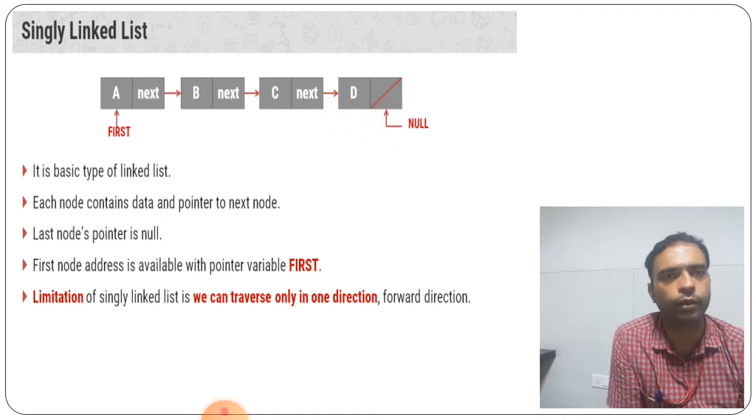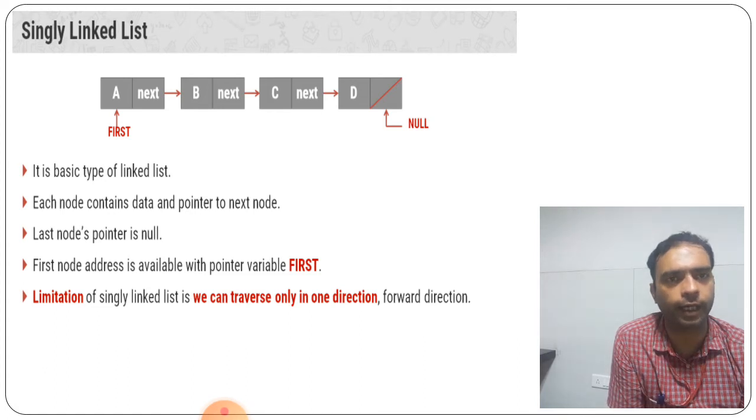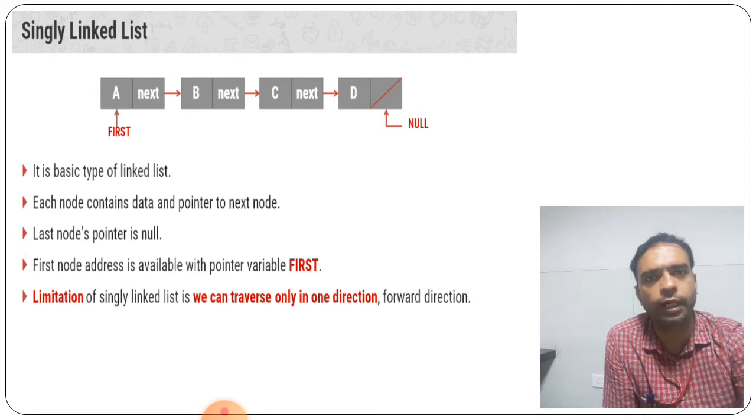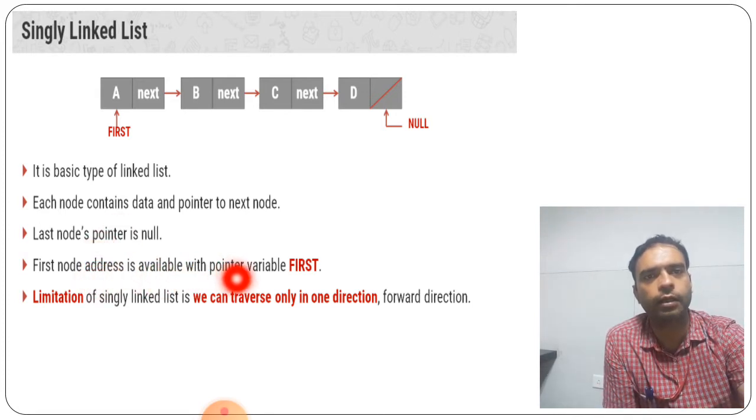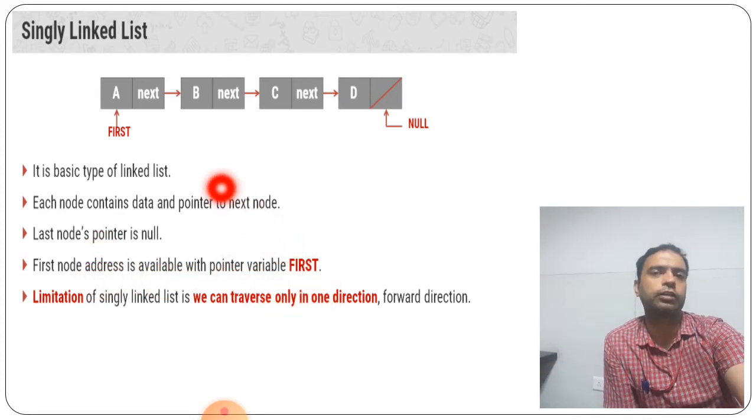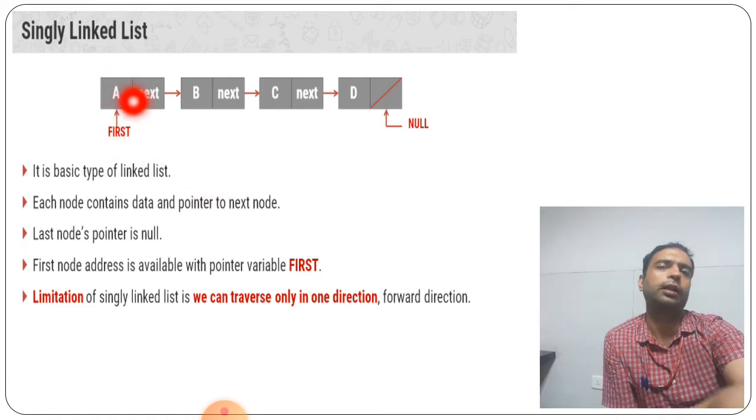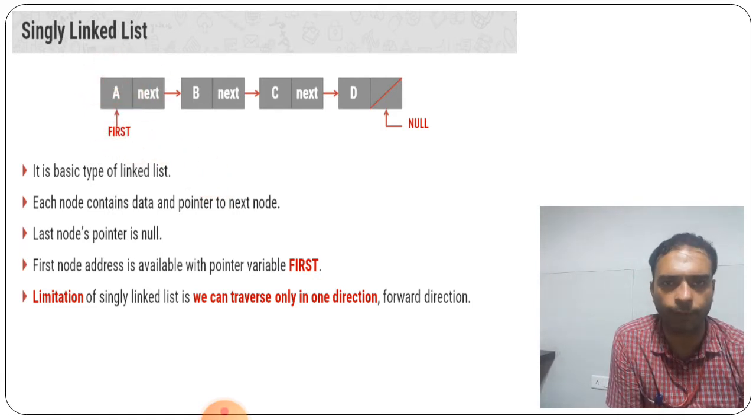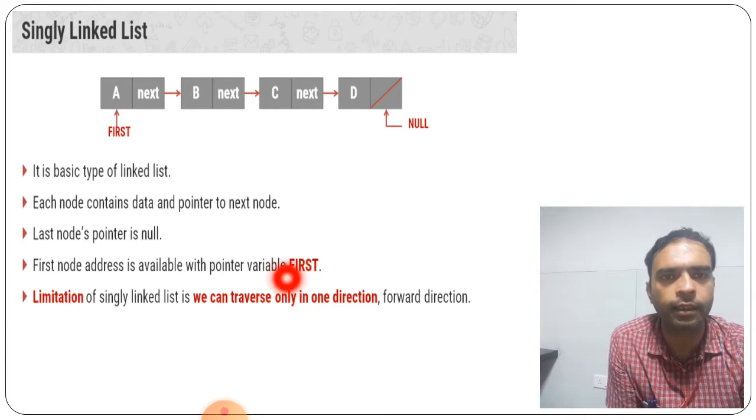Why is it null? Because it is the last node and it does not have the address of the next one. That's why it is null. Now the first node's address is available with the pointer variable first. तो फर्स्ट वाला जो वेरिएबल है उसके अंदर फर्स्ट नोड का एड्रेस प्रोवाइड किया होगा पहले से. Now what is the limitation in this?